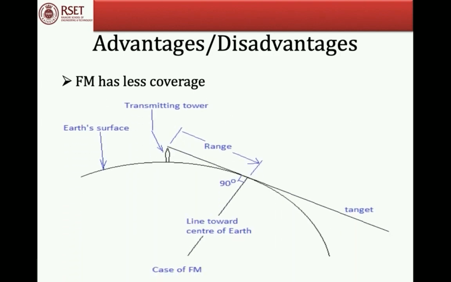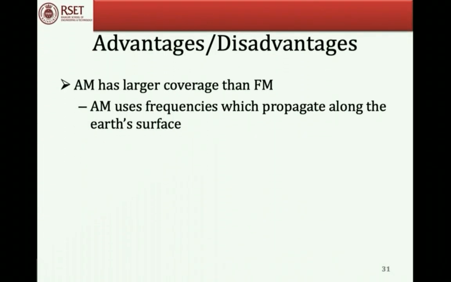In this figure, you can see that the range of the high frequencies is limited by the curvature of the Earth. So they are limited to only line of sight transmission. So to increase the range, we need to increase the height of the antennas used on both sides. AM has larger coverage than FM because AM uses frequencies which propagate along the Earth's surface.